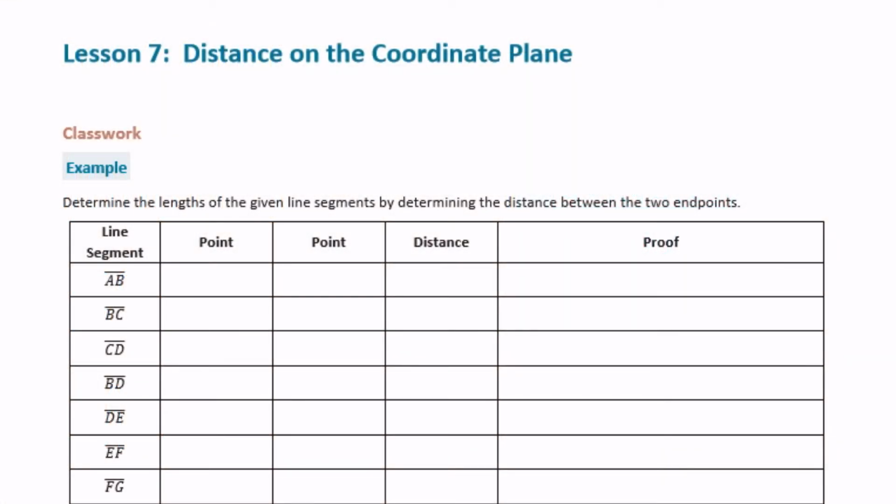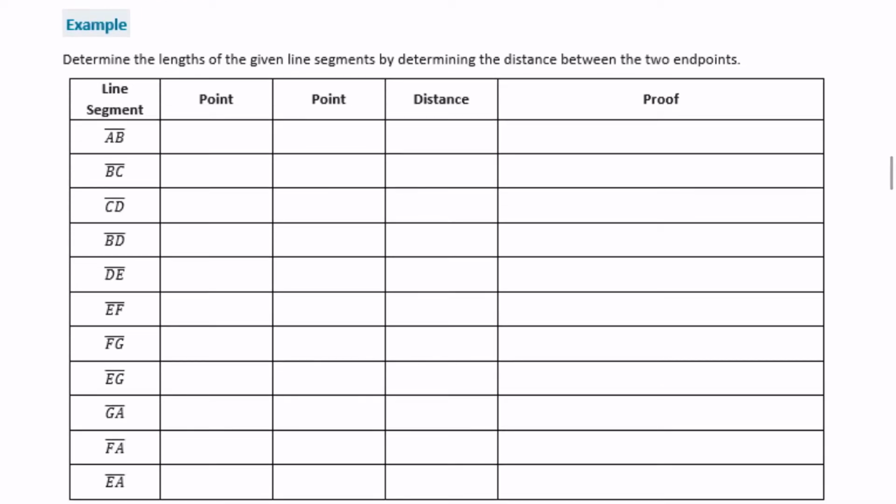6th grade, Module 5, Lesson 7, Classwork. Determine the lengths of the given segments by determining the distance between the two endpoints. Okay, so here we're going to be working to find the distance between two endpoints and using absolute value expressions and equations to prove those distances.